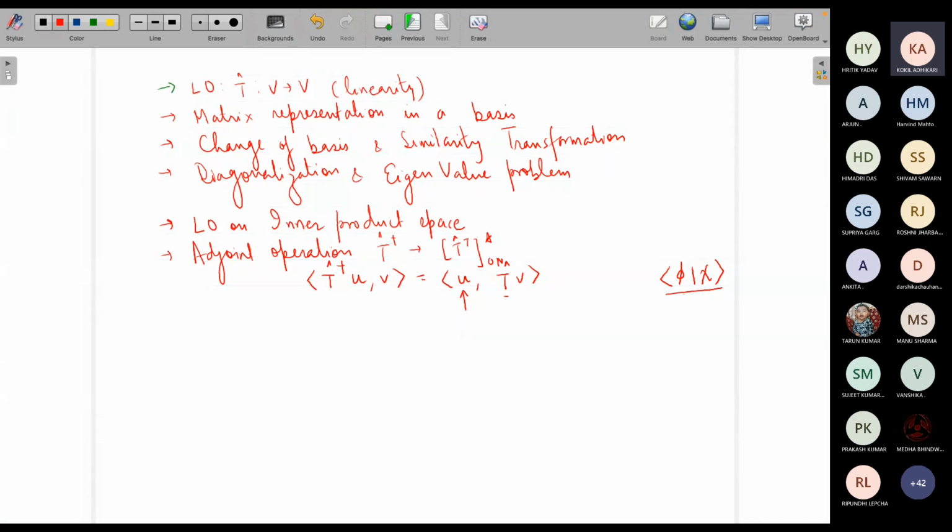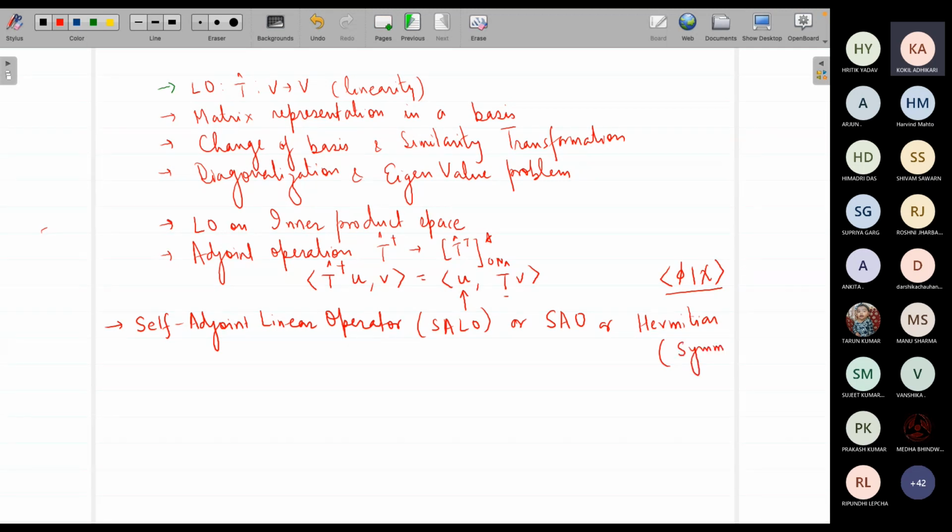One concept I wanted to highlight before going ahead with the example is the concept of the self-adjoint linear operator, sometimes written SALO, or people call it a Hermitian operator, or in real space the same thing is called a symmetric operator. So many names for a single one.